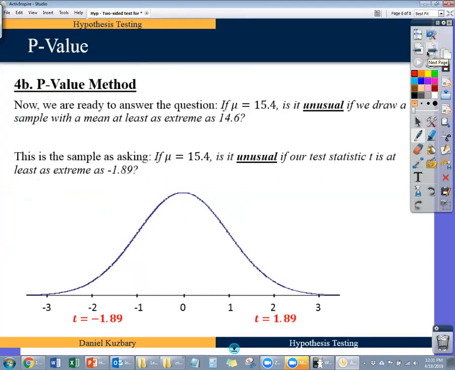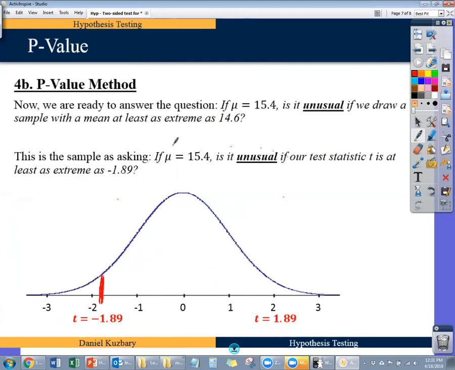Let's do the p-value method. The p-value method for a two-tailed test is similar in that we're going to look at two tails, and we're still asking the question, if mu is 15.4, if the null hypothesis is true, is it unusual if our test statistic is at least as small or large as negative 1.8? So to do this, let's start by putting the test statistic on the graph. So there's that, negative 1.94.